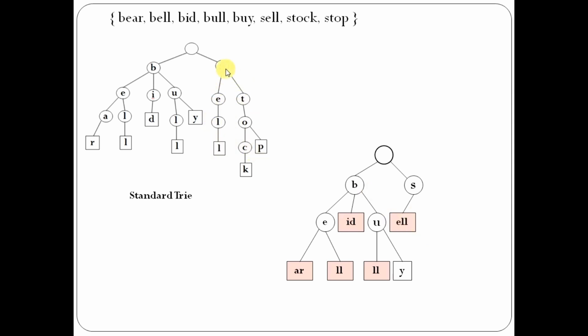So next for the node T. For the node T, there is only a single child, so we will get TO. That is the combination of T and O. O has 2 children, so we don't need to consider it. Next, the 2 child, this C node has a single child, so we have to compress it, we have to combine it into a single child. So we will get CK, that is the combination of C and K into a single unit, and P keep it as it is. So this is how a standard trie is converted into a compressed trie.